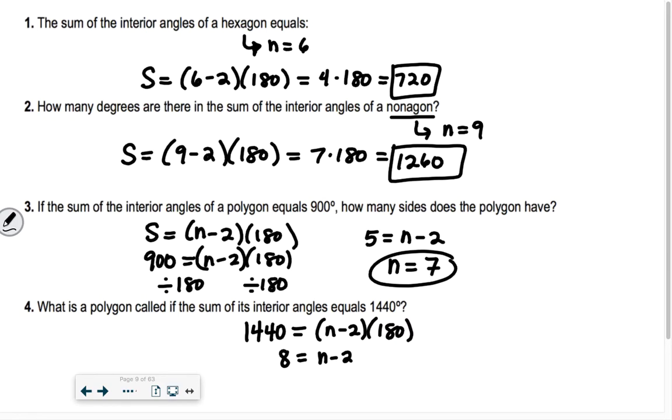So if I add the 2 over, I get 10. So what do I call something that has 10 sides? A decagon. That's our answer. Easy enough?